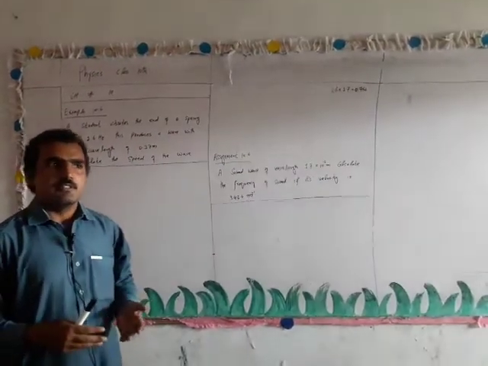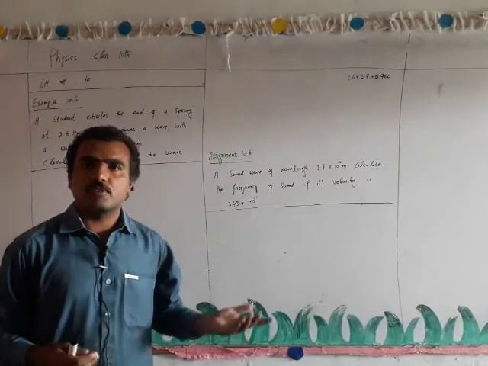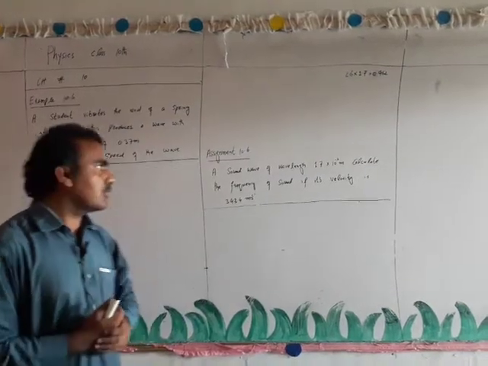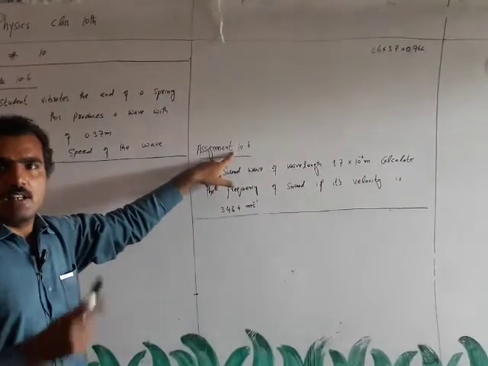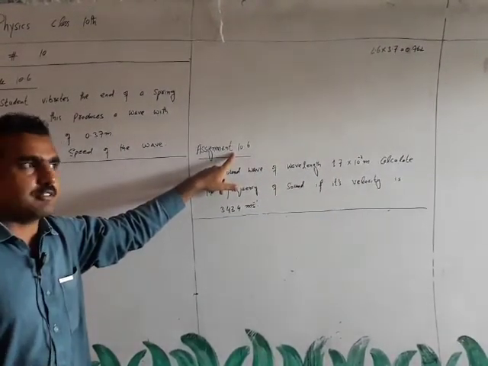In the previous lecture we discussed wave speed and derived a formula for the speed of the wave. That equation is known as the universal wave equation. Now today we are going to solve example 10.6 and assignment 10.6 on the topic of wave speed.